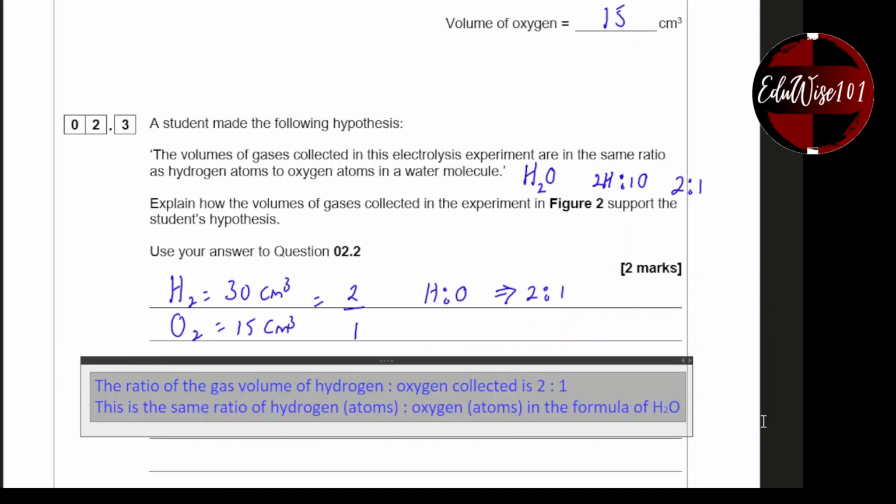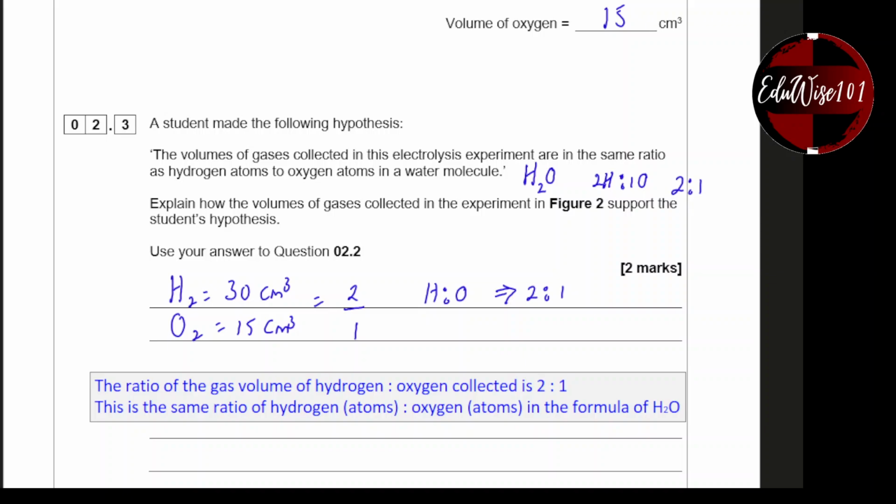So the answer: the ratio of the gas volume of hydrogen to oxygen collected is 2:1. I've shown the working above, and this is the same ratio of hydrogen atoms to oxygen atoms in the formula of H2O, which is water, which I've shown here. Next question.